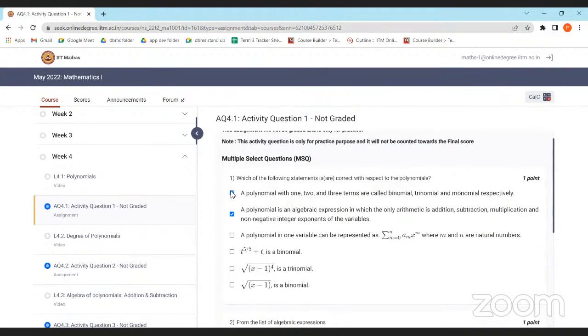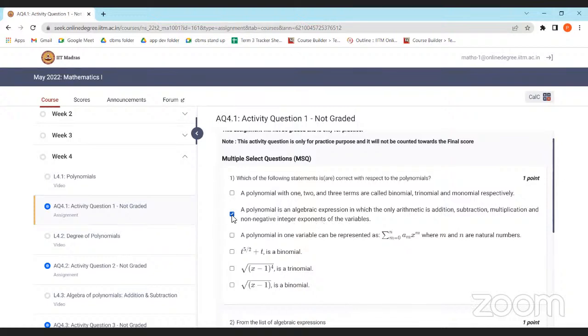The polynomial with 1, 2, or 3 terms are called binomial, trinomial, monomial, respectively. No, that is not correct, right? The order is not correct. A polynomial is an algebraic expression in which the only operations are addition, subtraction, multiplication, and non-negative exponents. That is right, sir.